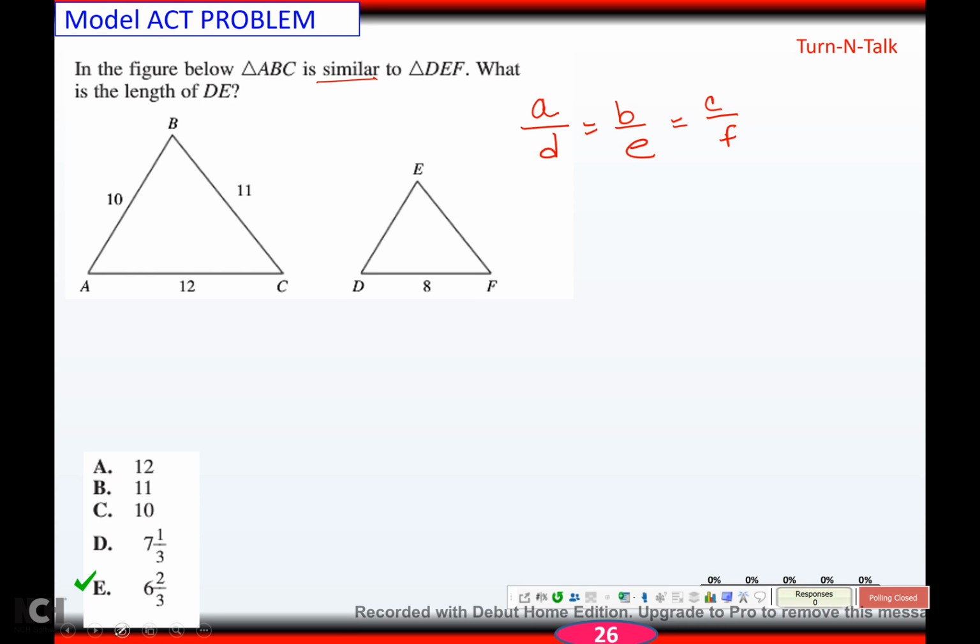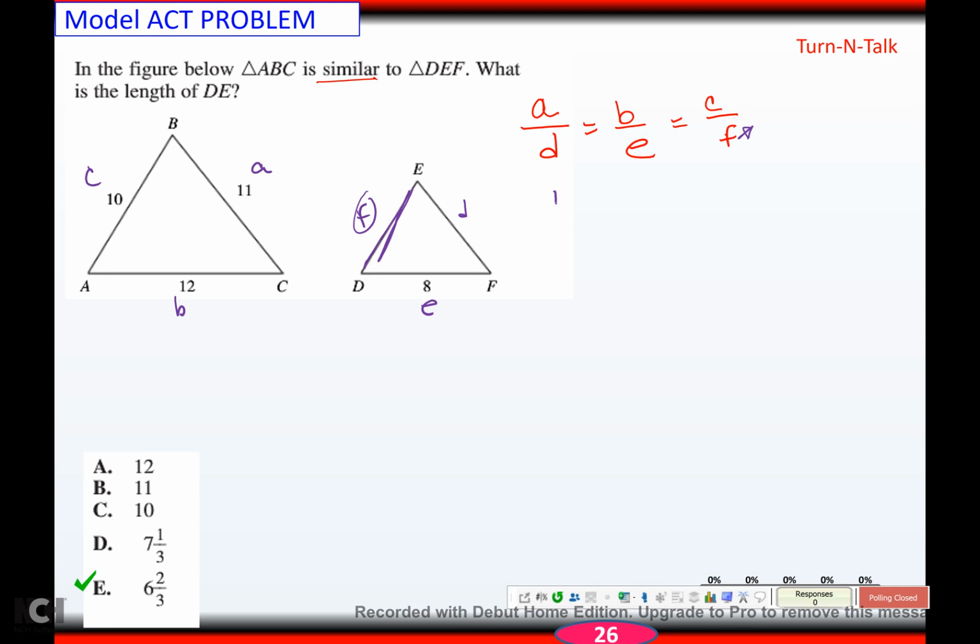So let's label our triangle and plug in the values that we know and see what they want, okay? This would be little a, little b, little c, little d, little e, little f. And they want me to find DE. So they want me to find little f. Alright, let's plug in what we know.